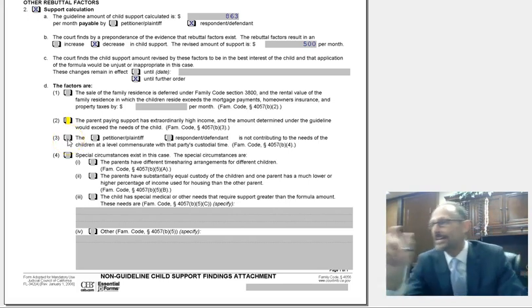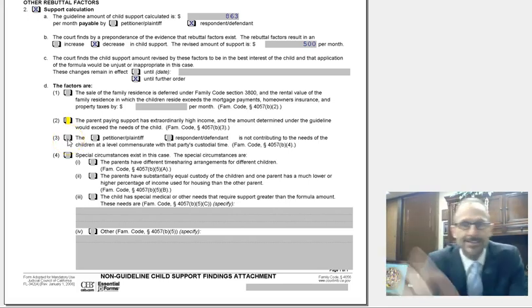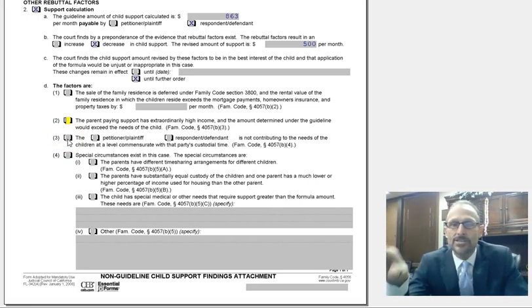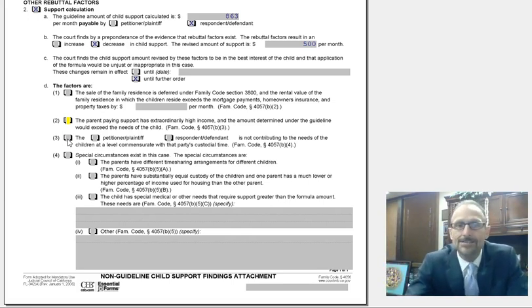3 says, and it's either the petitioner or the respondent, is not contributing to the needs of the children at the level commensurate with that party's custodial time. If that applies, mark it.